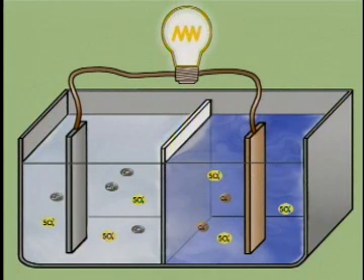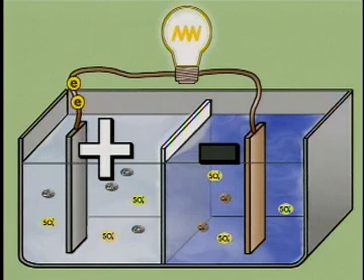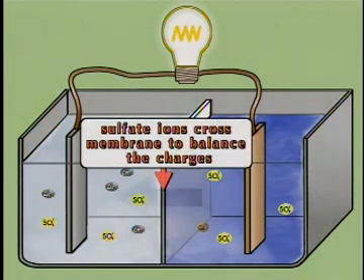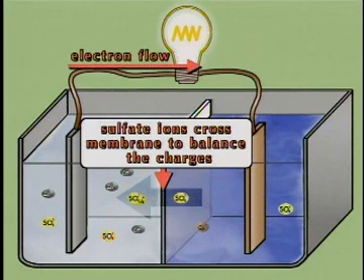As this process continues, an imbalance of charge is very quickly built up in the battery, as positive charges are generated on the left and negative charges accumulate on the right. For the voltaic cell to continue to produce an external electric current and power the light bulb, there must be a movement of sulfate ions in solution from the right to the left to balance the electron flow in the external circuit wire.